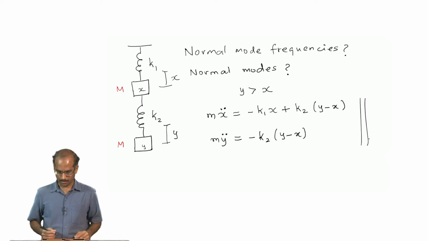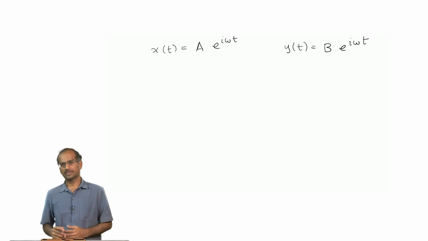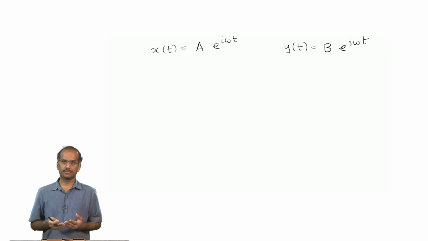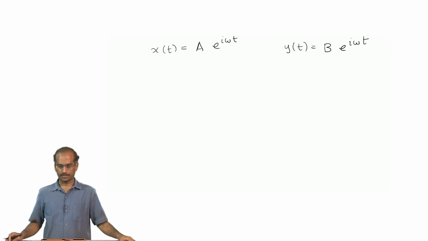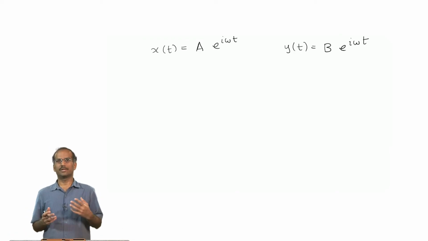Now, we will try and solve this system. Again, there is no point in trying adding and subtracting, it is not going to work. I am going to start by assuming that x of t is equal to a e power i omega t and y of t is equal to b e power i omega t. And I would like to stress that when you make a choice like this, implicit in that are some choices already made for some initial conditions.